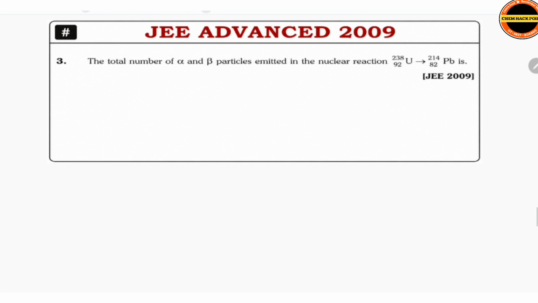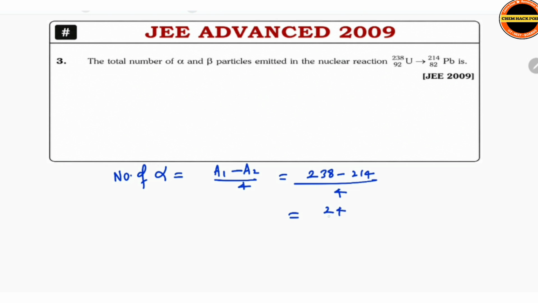The total number of alpha and beta particles emitted in the nuclear reaction, uranium-238 92 to uranium-214 82. So how do we calculate? We have a direct formula, already discussed above. Number of alpha is equal to A1 minus A2, the mass numbers, divided by 4. We discussed in detail in the previous video how we got this formula. If you have not watched the previous video, once watch it. So 238 minus 214 by 4, which is 24 by 4. So overall here, 6 alpha particles.